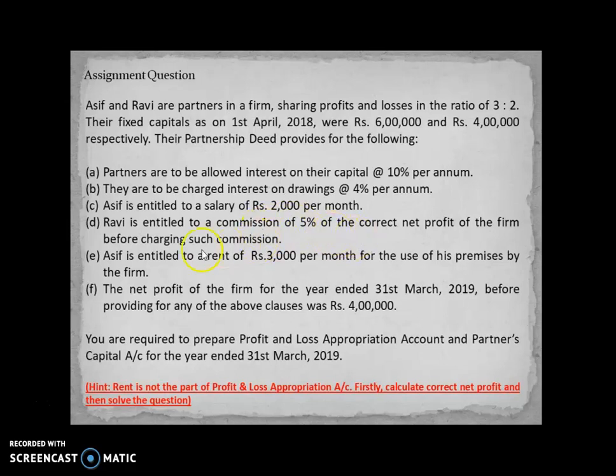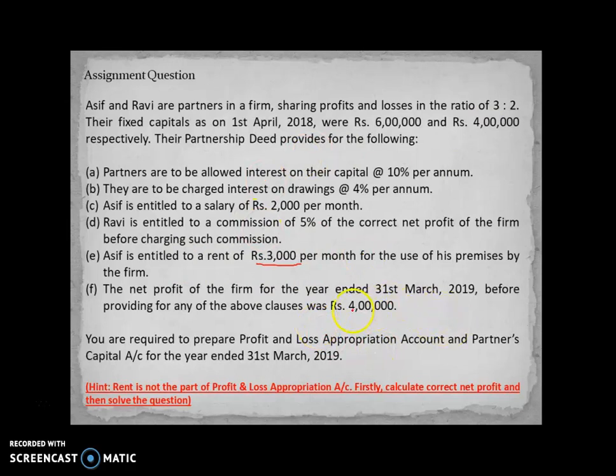Commission, now before charging such commission, you don't have to add the rate to 100. Asif, rent. Now this is not something which Asif, so I told you that when interest on loan is considered, we used to treat the partner as a third party, and same is the case with this. So this amount you will deduct from your profit.